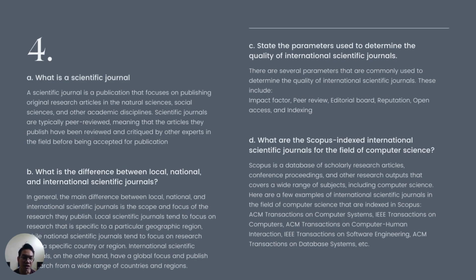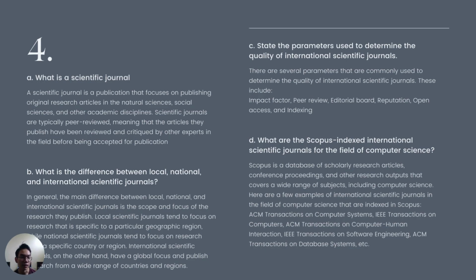So go to the next question, number 4. For A, what is a scientific journal? A scientific journal is a publication that focuses on publishing original research articles in the natural sciences, social sciences, and other academic disciplines. Scientific journals are typically peer-reviewed, meaning that the articles they publish have been reviewed and critiqued by other experts in the field before being accepted for publication.